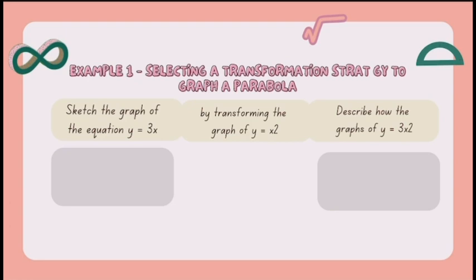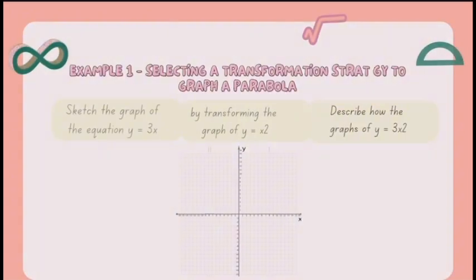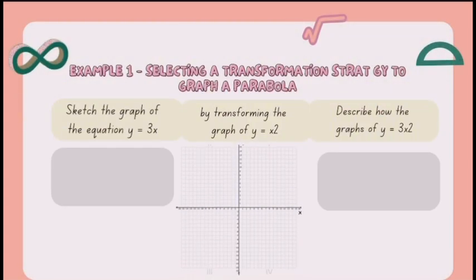So example number 1, selecting a transformation. Start by graphing a parabola by transforming the graph of y equals x squared. Describe how the graphs of y equals x squared and y equals 3x squared are connected. So now let's move on to making our formulas. So firstly, we sketch our graph. Boom, and here it is. So now we've got to sketch our numbers.